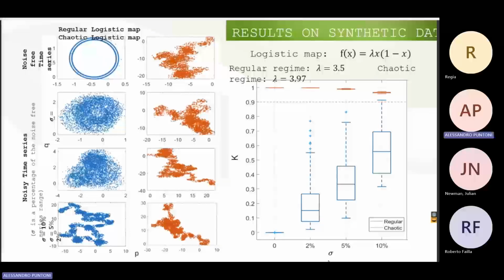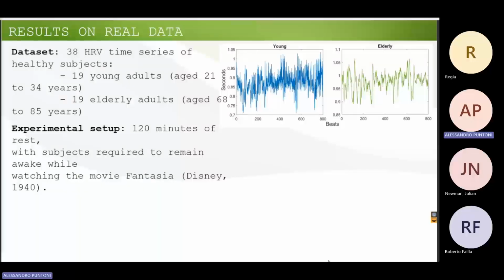Observe that when we add the noise at the highest level that we consider in this analysis, that is 10%, while the PQ phase spaces of a regular and a chaotic map are quite similar, at least macroscopically, the K values computed in the regular case and in the chaotic case are significantly different. And so, we can say that this method works well on synthetic data. And now, we are ready to move to the results on real data.